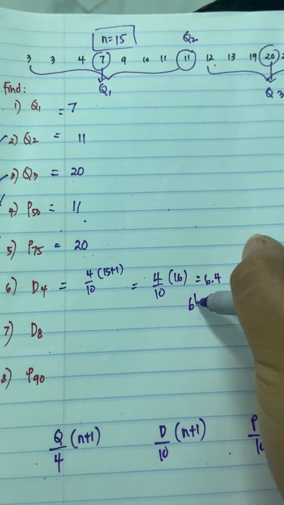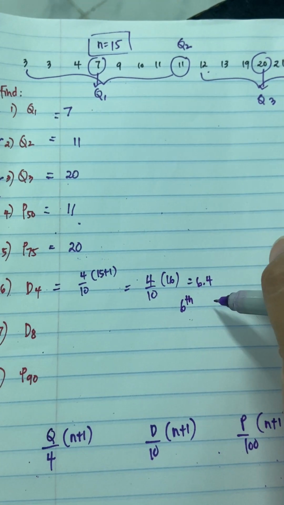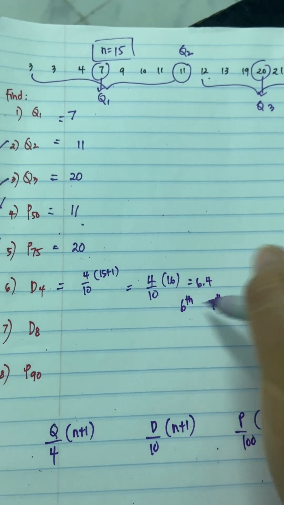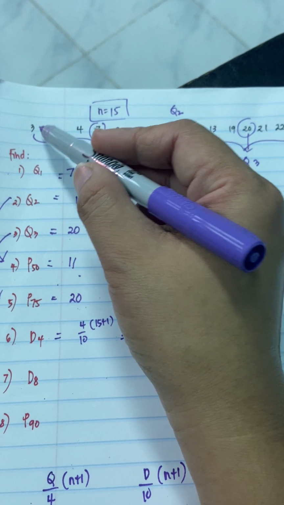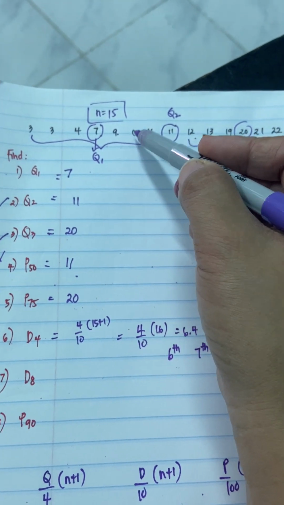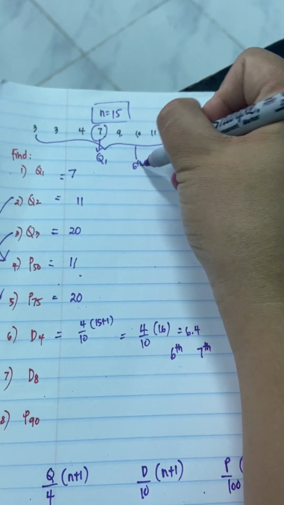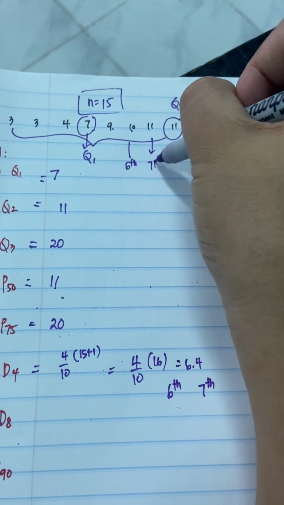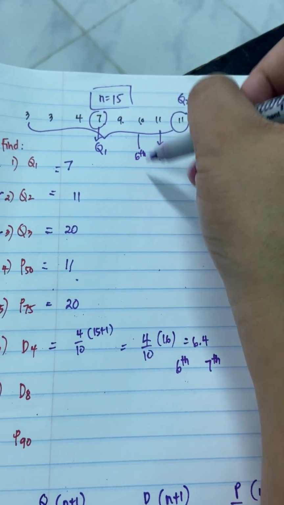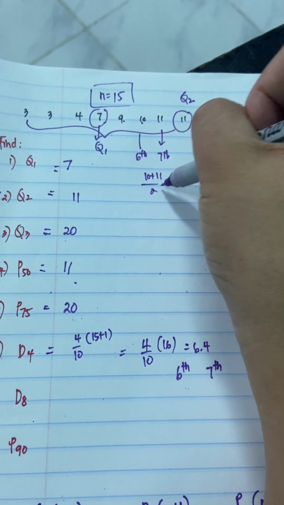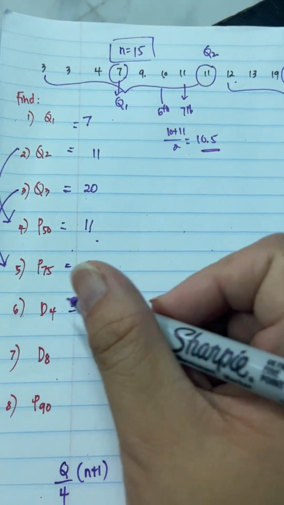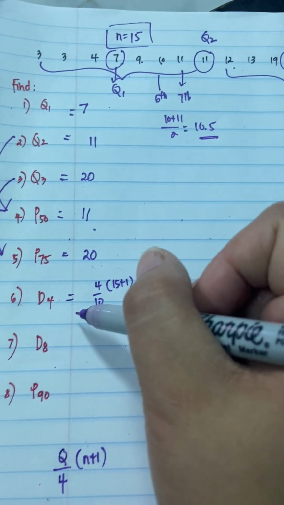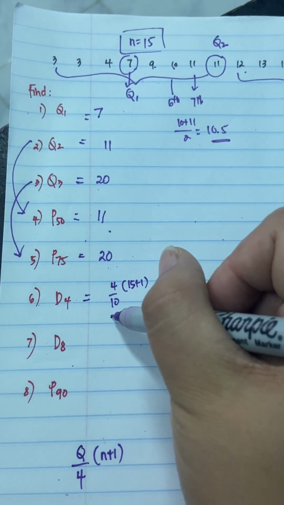Meaning, we're going to have to find the average of the 6th and 7th data in the given set of data. So here we have 1, 2, 3, 4, 5, 6. This is your 6th, and this is your 7th. So getting the average of 10 and 11, okay, that's 10.5. So the answer for D4, the 4th decile, is equal to 10.5.